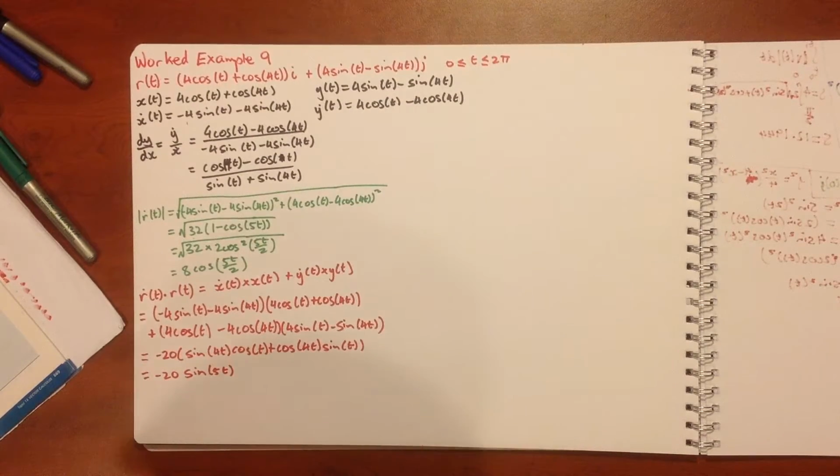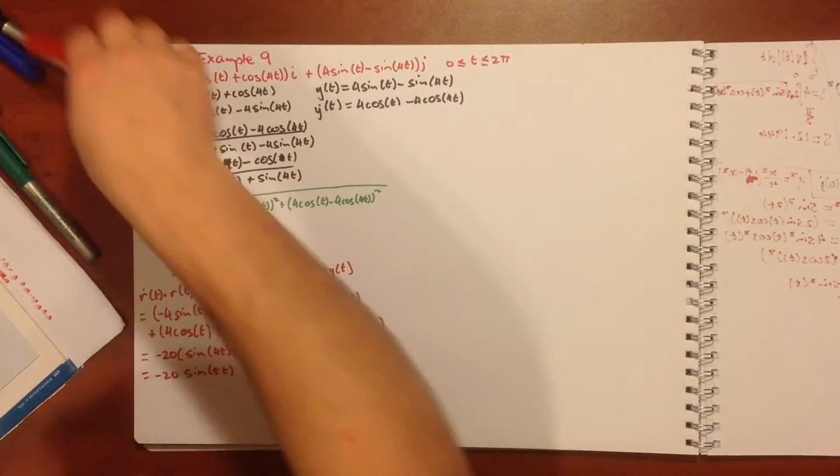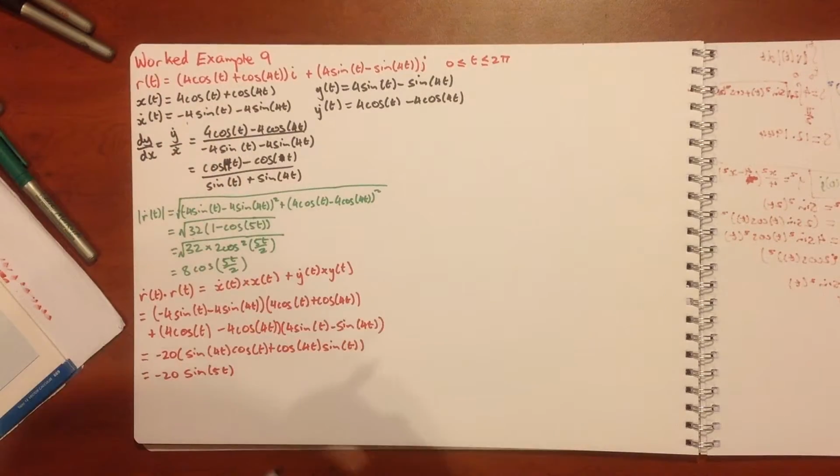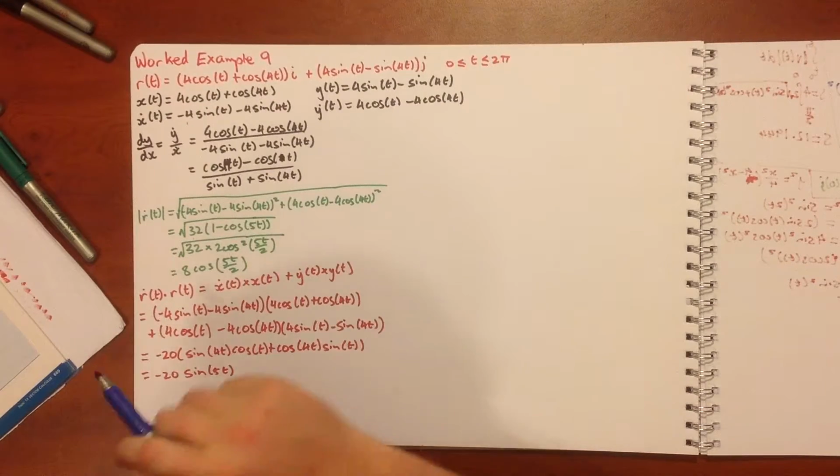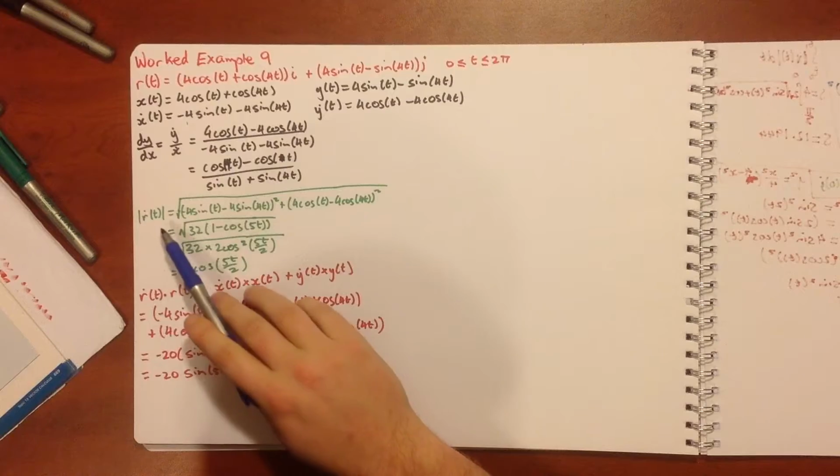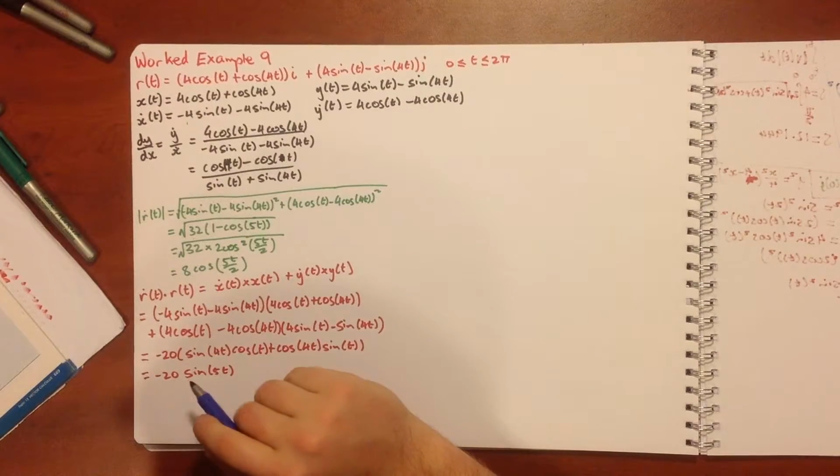Part D. We've got to actually find the maximum and minimum values of the acceleration. So what we need to do is of course differentiate our r dot of t to find our acceleration.